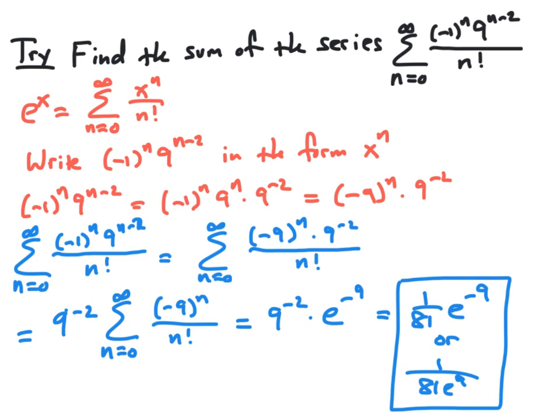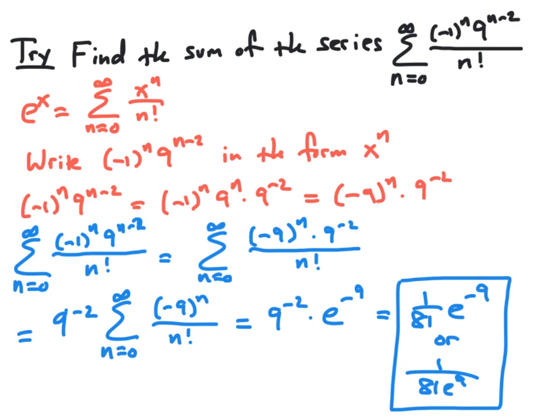We can do that by rewriting 9 to the n minus 2 as 9 to the n multiplied by 9 to the negative second power, and then combining the negative 1 to the n and 9 to the n into a single term, negative 9 to the n. We can replace negative 1 to the n times 9 to the n minus 2 with negative 9 to the n times 9 to the negative 2. 9 to the negative 2 is a constant, which we can bring outside our summation, and so we're left with 9 to the negative 2 times the sum from n equals 0 to infinity of negative 9 to the n over n factorial.